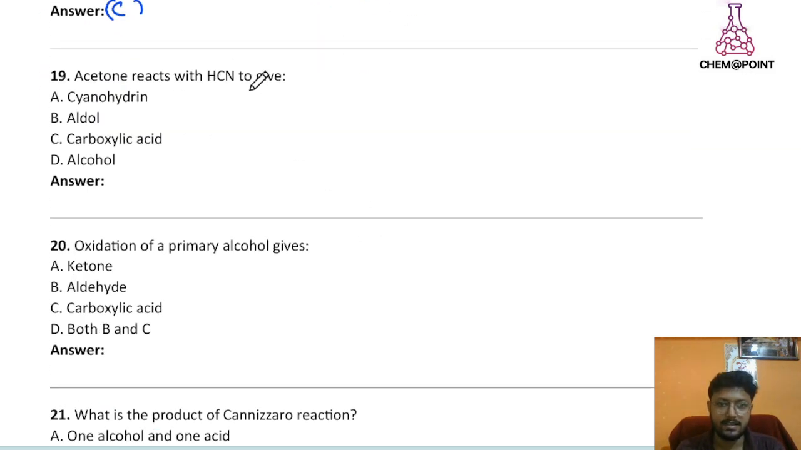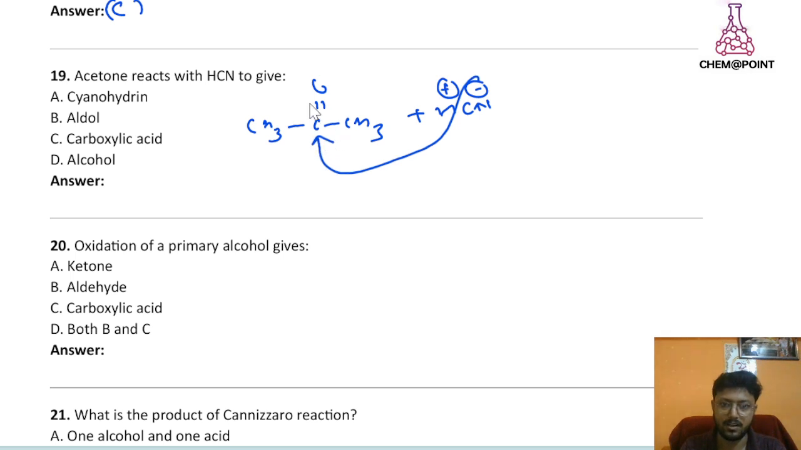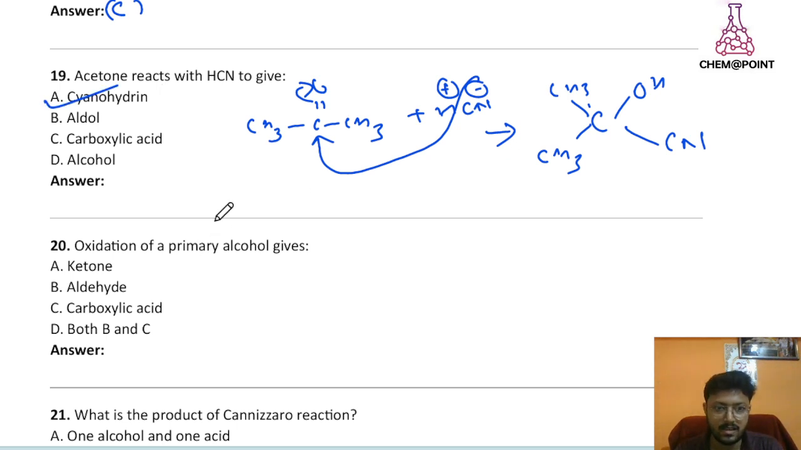Acetone reacts with HCN to give acetone, CH3, C double bond O, single bond CH3, plus H plus CN minus. CN minus behaves like the nucleophile and attacks the carbonyl carbon. This pi bond is shifted to oxygen, giving CH3, CH3, OH, CN, cyanohydrin. Option number A.